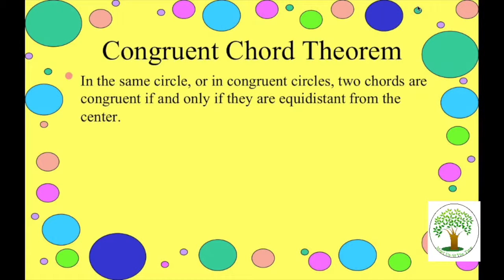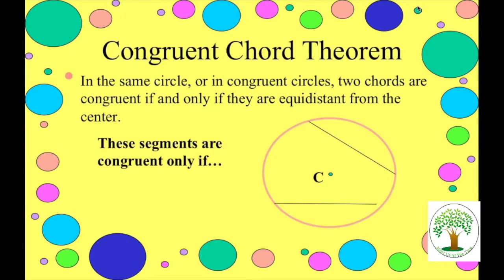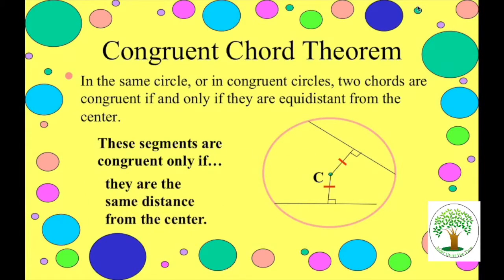Congruent chords. In the same circle or in congruent circles, two chords are congruent if and only if they are equidistant from the center. Here's a circle. This is one of your theorems, by the way. These segments are congruent if and only if the distance from the center is the same.